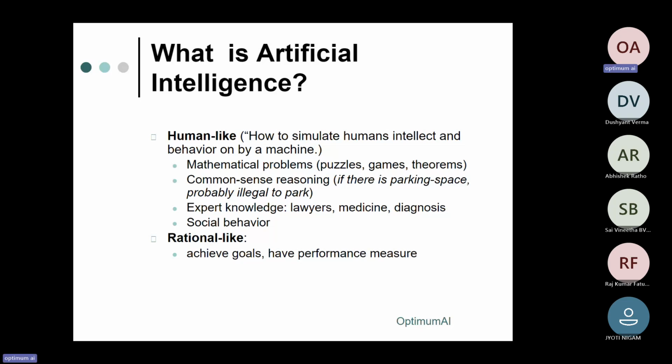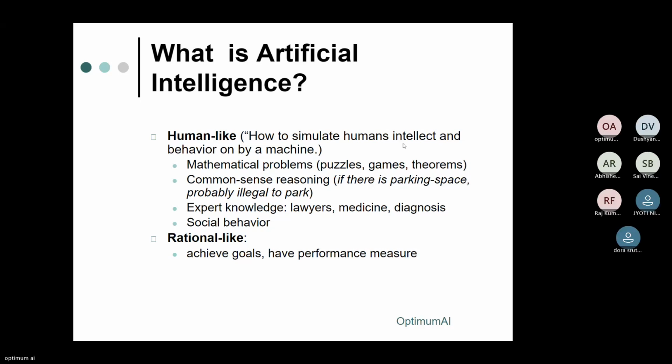Similarly, common sense, reasoning, and experts such as lawyers, engineers, doctors, any number of professions can be built using these AI systems, and also social behavior. This is something very different to include in AI systems, which can mimic or behave like humans when they are with other humans or other robots.